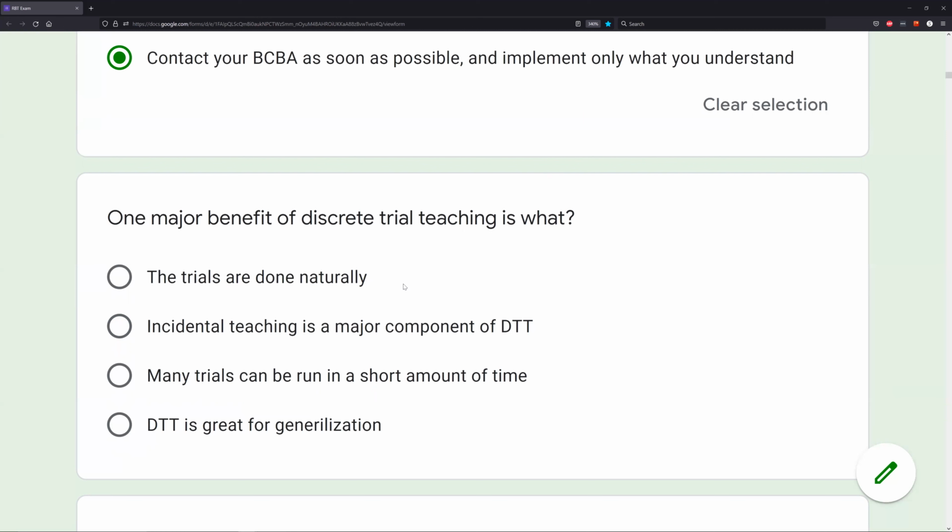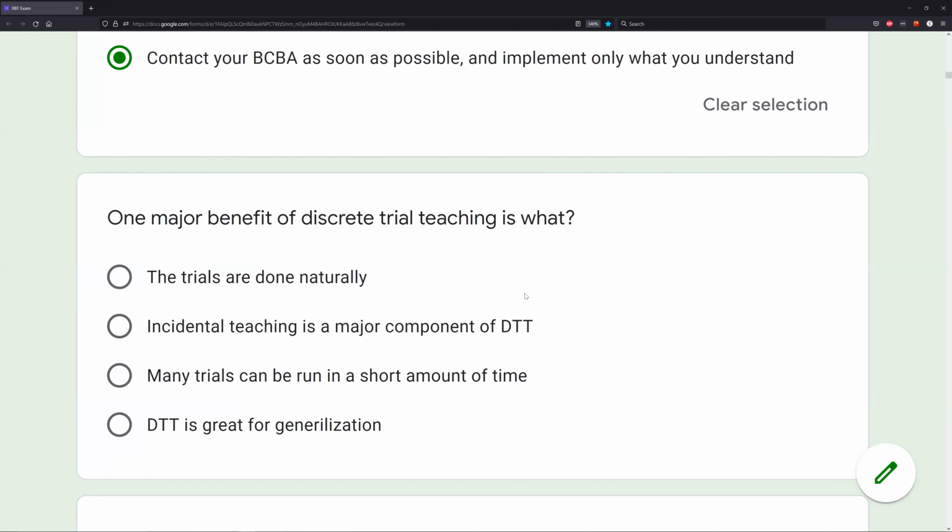A, the trials are done naturally. Are these trials done naturally? Not typically, right? Typically, it's very contrived. It's very controlled. Because when you're teaching something, you want a very controlled environment. You want to be controlling the prompts. You want to be controlling the consequences. You want to be controlling the antecedents. We're just trying to teach something here, okay? So the trials aren't done naturally.